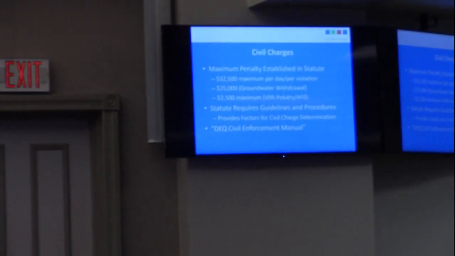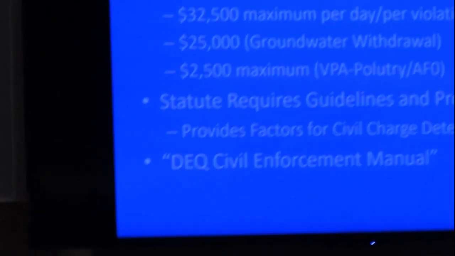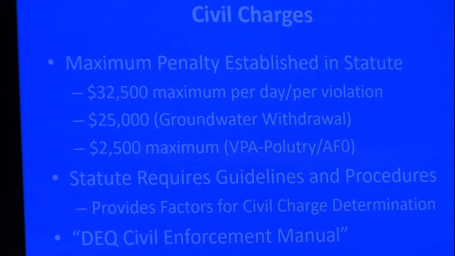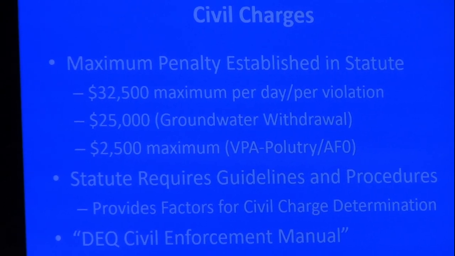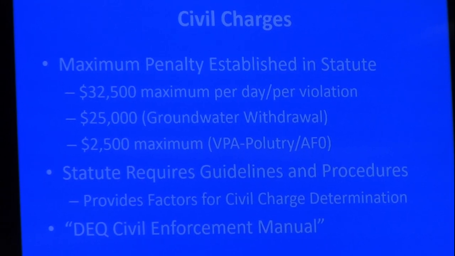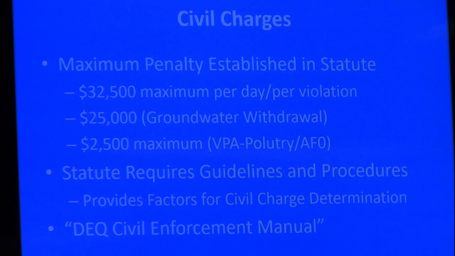Primarily within the formal enforcement context and our consent civil charges, we talk about the ability for the department to collect civil charges, or they're actually referred to as civil penalties in a different context. Those are established as a maximum within various statutes. Typical maximums are $32,500 per day per violation. That's the provision established in the State Water Control Law related to the Virginia Pollutant Discharge Elimination System, the Virginia Stormwater Management Act, the underground storage tank and above ground storage tank provisions.